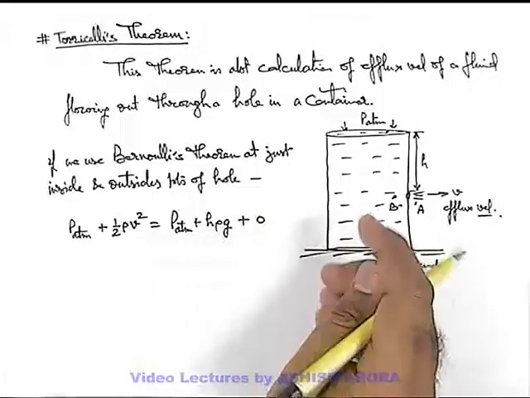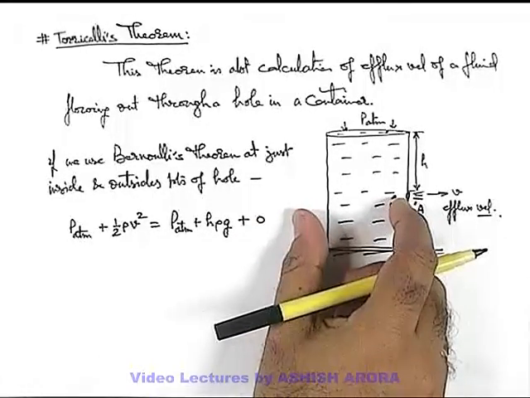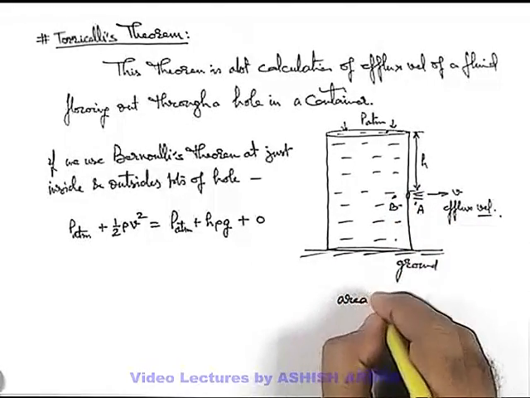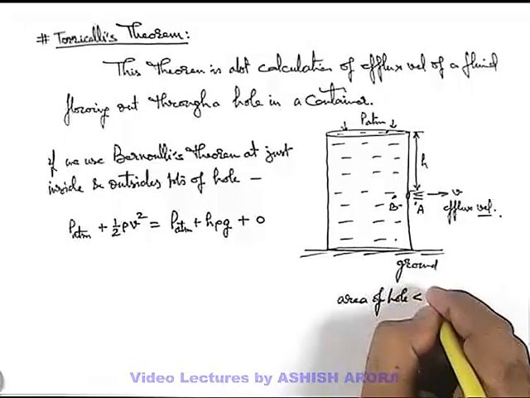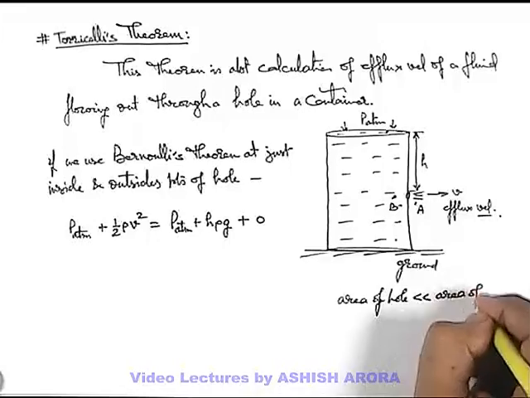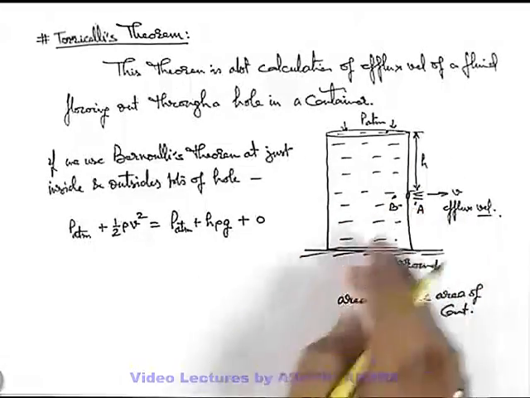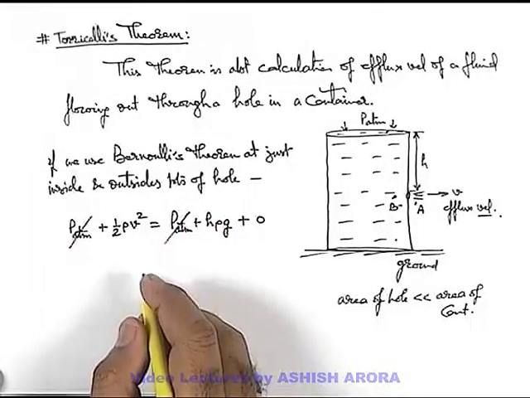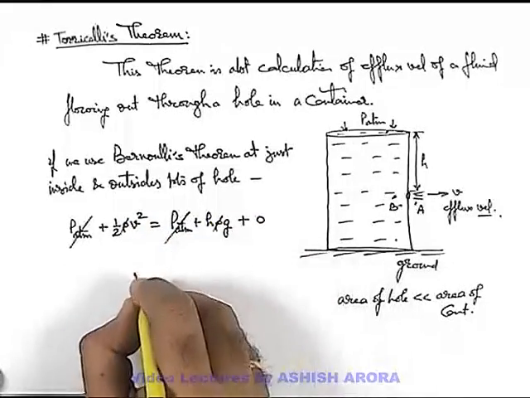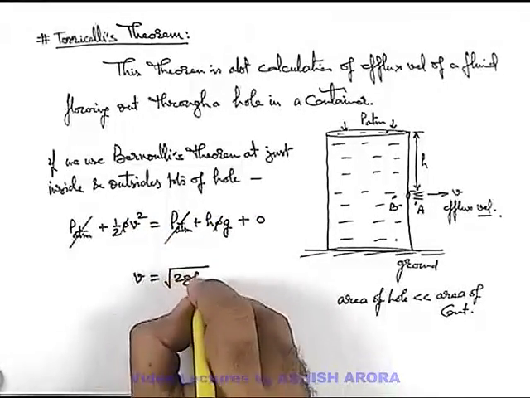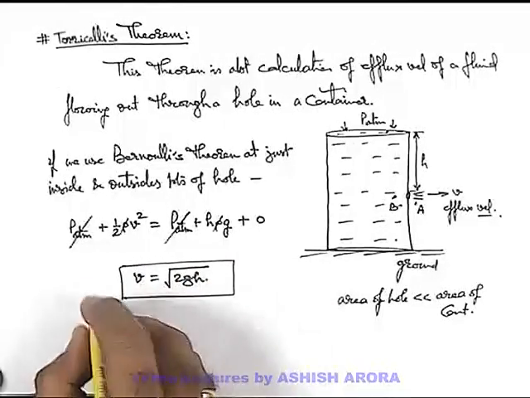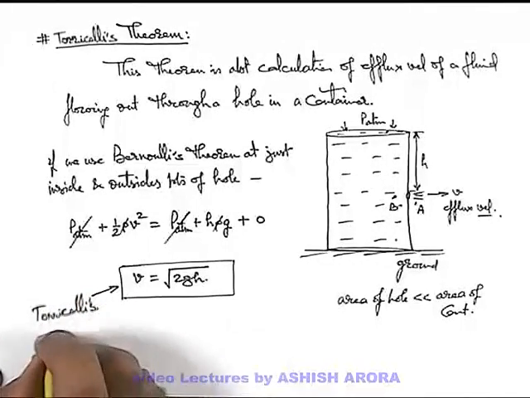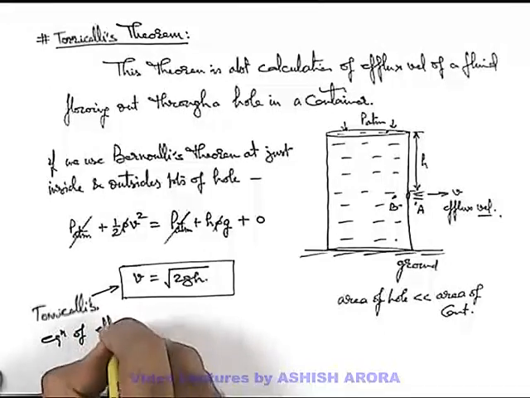It can be taken as 0 as the area of cross section of the container is considered to be very large compared to that of the hole, or we can simply write area of hole to be very less than the area of container. So we can ignore the velocity with which the fluid is flowing inside the container, and here P atmospheric also gets cancelled out, and here rho will also cancel out. Then the efflux velocity can be written as root 2gh, and this equation we call Torricelli's equation of efflux velocity.